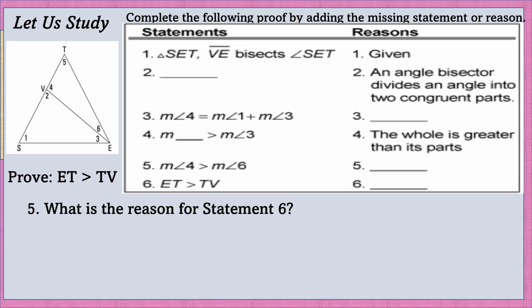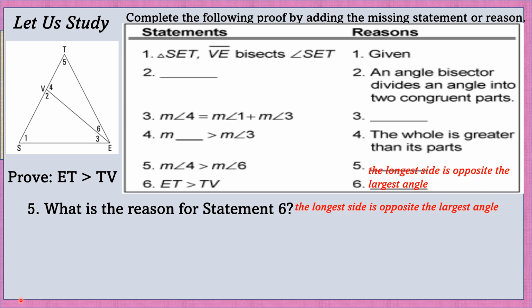Next, we have question number 5. What is the reason for statement 6? So, our statement 6 is line or side ET is greater than side TV. So, this is our side ET and this is our side TV. It says in the statement that side ET is greater than side TV. So what is the reason?